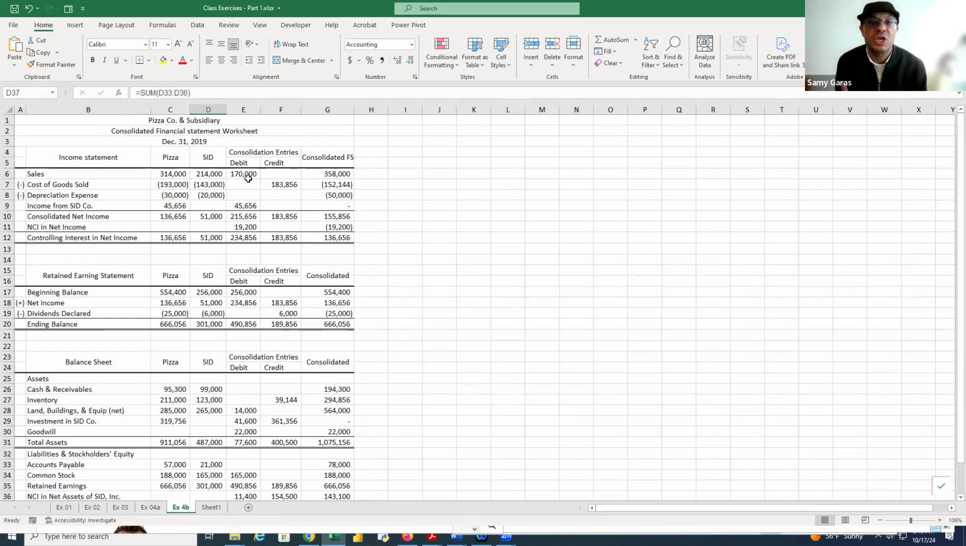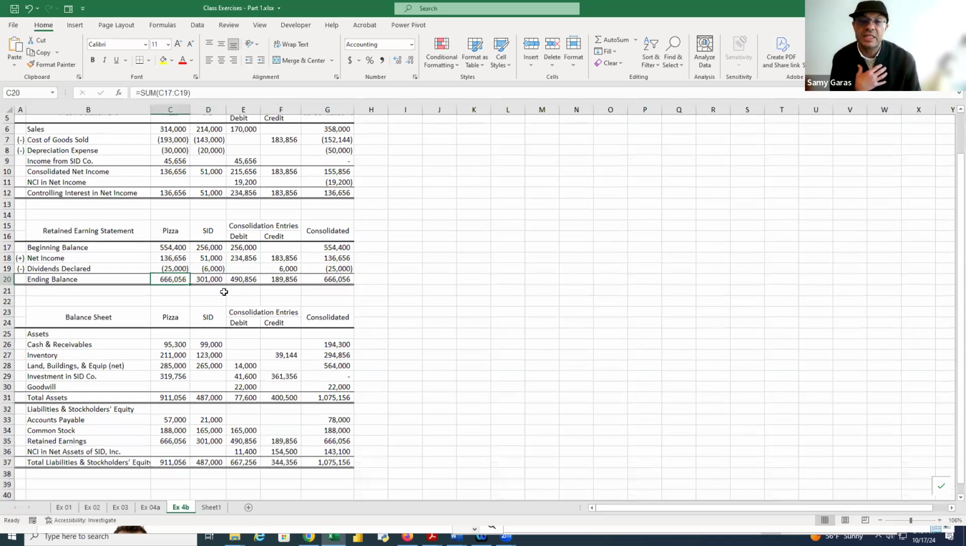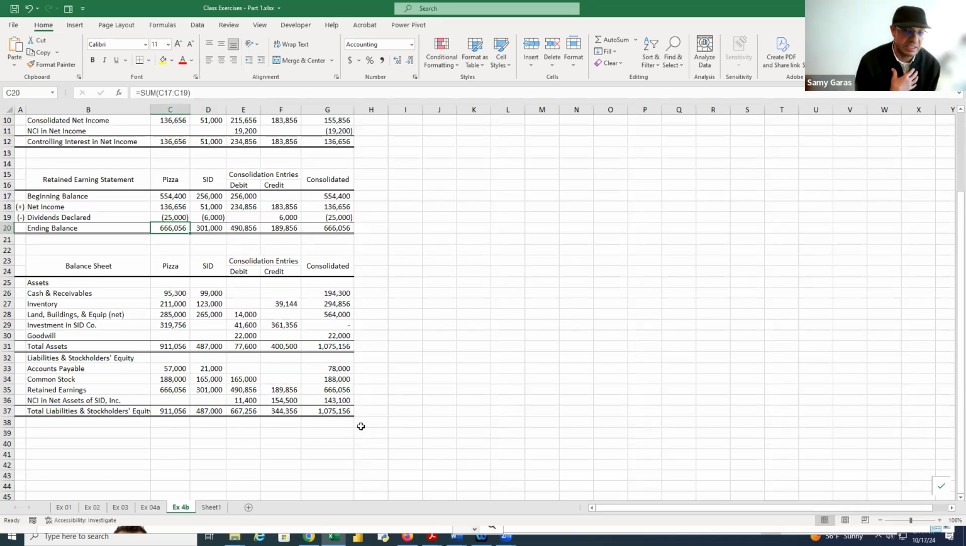So here we get the sales. We remove the intercompany sales, which is 170. We get the cost of goods sold and remove the cost of goods sold between the companies and remove the income from the subsidiary completely and create the new one for the NCI. This should give you 136,656, the net income. We know from the prior examples that in the retained earnings, my net retained earnings here should be matching to the parent. And then we do the balance sheet where we have the total assets equal total liability and shareholders' equity.